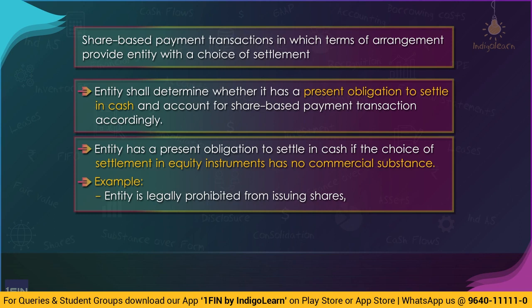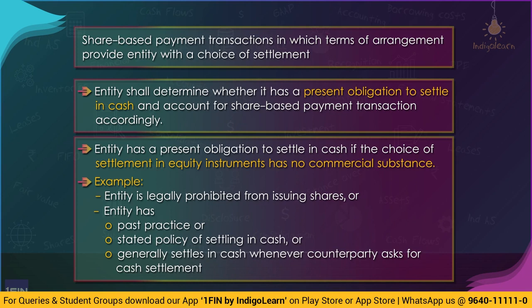Another case could be where the entity has a past practice of generally settling these kinds of transactions in cash, or the entity has a policy to settle the transaction in cash, or whenever the other party, even though they don't have a choice, comes up and says that we want cash, the entity honors them. So, in all of these cases, there is a present obligation that the transaction will be settled in cash, and hence it will be accounted for as a cash settled transaction.